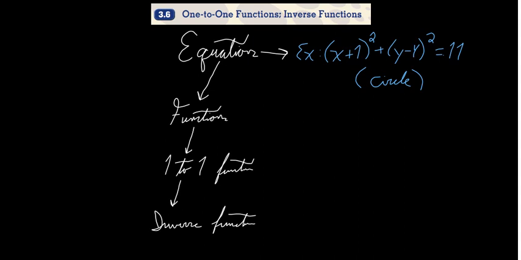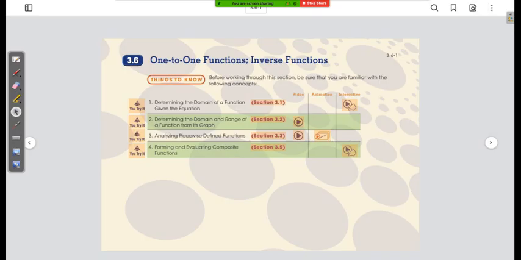Okay, so this is my tree of functions. You have the equation, and functions are equations. One-to-one functions are a type of function, and inverse functions are a type of function. But again, this is just a tree of functions. A circle, unless you restrict the domain, will never be a function or a one-to-one function or an inverse function. Hopefully that didn't lose you too much.